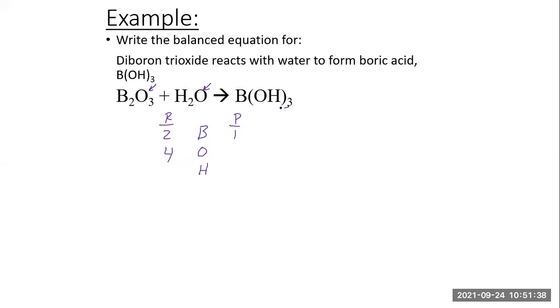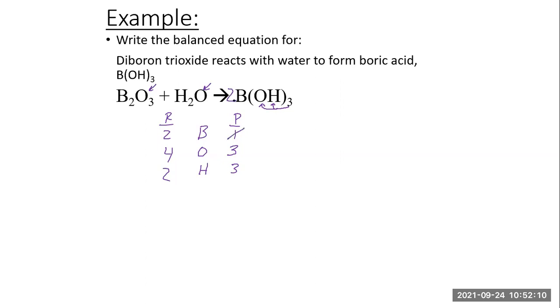This 3 on the outside gets distributed to each of the elements that are inside, which means we do have three oxygens on the right, two hydrogens on the left, and three hydrogens on the right. Not a lot to work with here. Might as well start with the boron, since boron and everybody else is tied together all in one thing on the right-hand side. Let's start there by fixing the boron by putting a 2 in front.